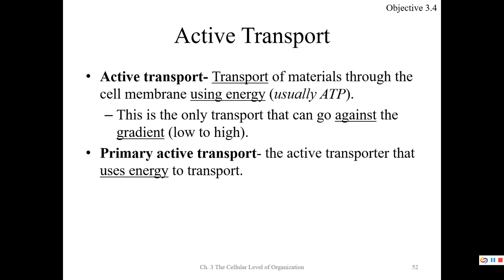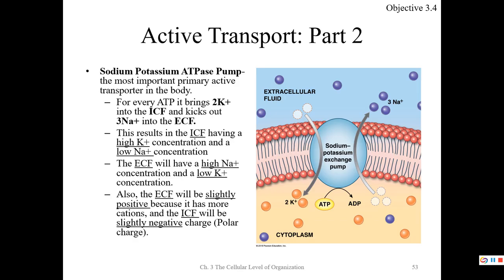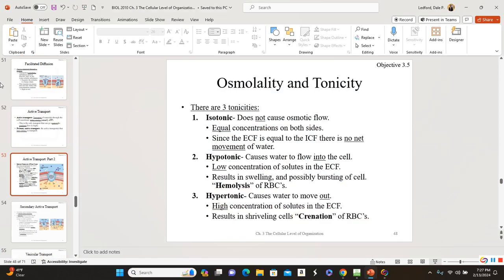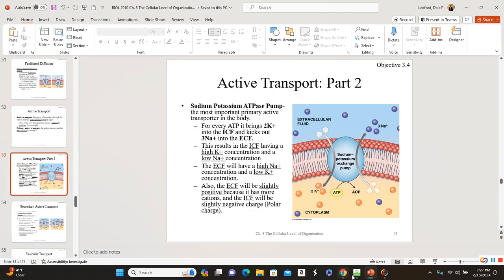It can go from a low concentration to high and make it even higher. Primary active transport is the active transport that actually uses the energy. There's one called secondary that doesn't. We're going to learn about that. So let's do a primary active transporter, and I'll come back and draw this out, and then we'll talk about it.